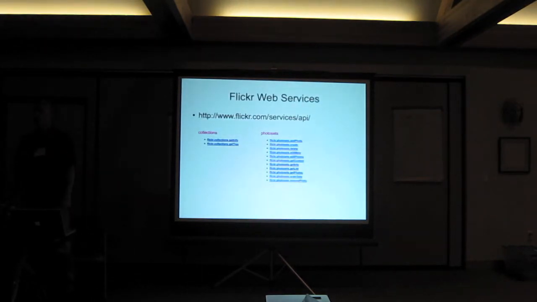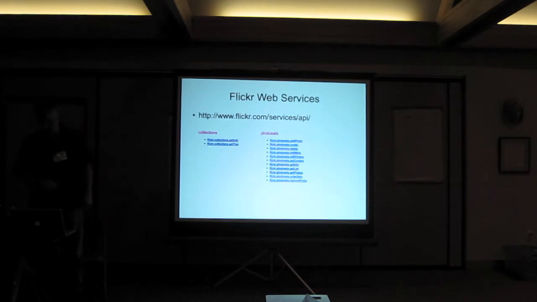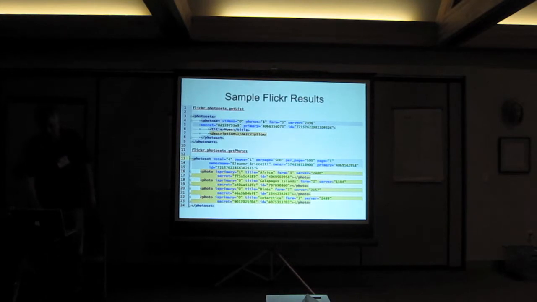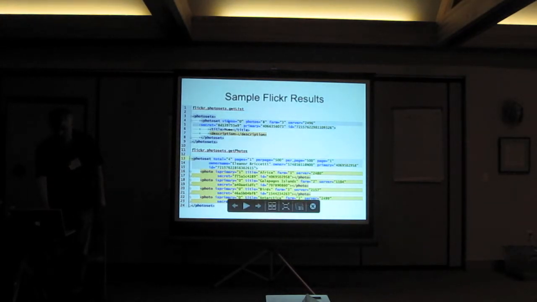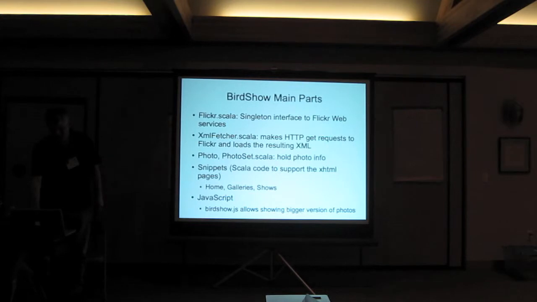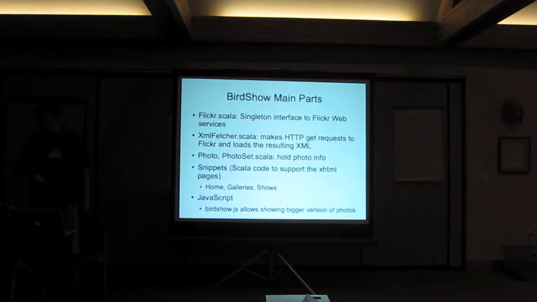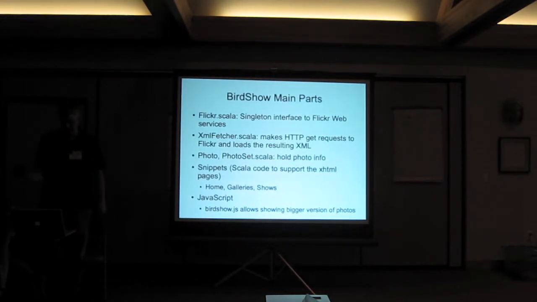So now, Flickr web services offer you a variety of ways to find out about the pictures that the user has. And here are some example results. I did a query, and I got this XML back, which is nice and easy to parse with Scala. Just to give you an example of what that looks like. And the code is broken up into these various categories. I won't go down too much because of time.